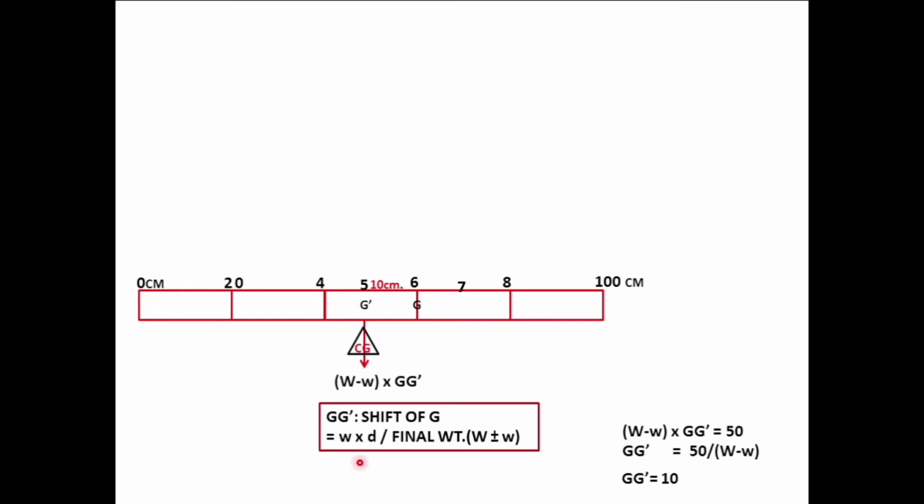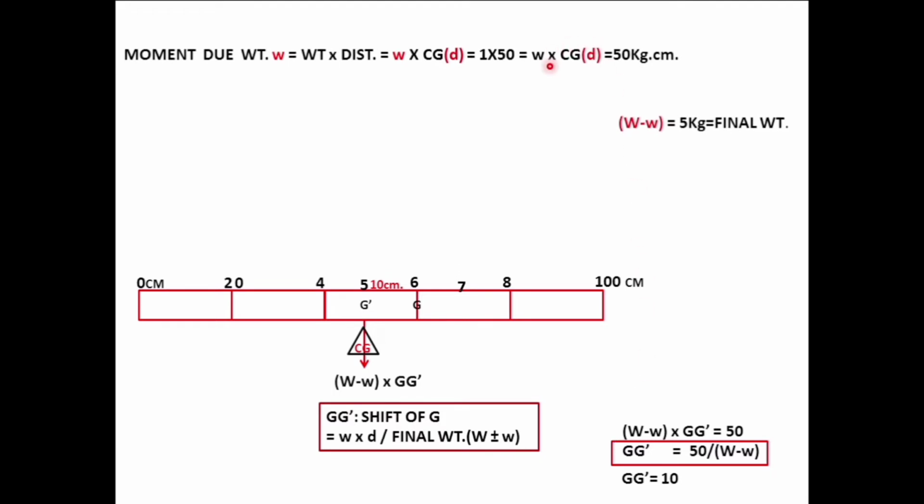So to find out the shift of G by removing a weight or adding a weight, you can calculate it by this: the weight that is removed, its distance from center of gravity, and the final weights. I have shown you added and subtracted, because it is going to be the reverse of what I'm showing you here in case of removing the weight. But the final weight would be whatever the weight is remaining, either added or subtracted. And you can see how we have calculated here.